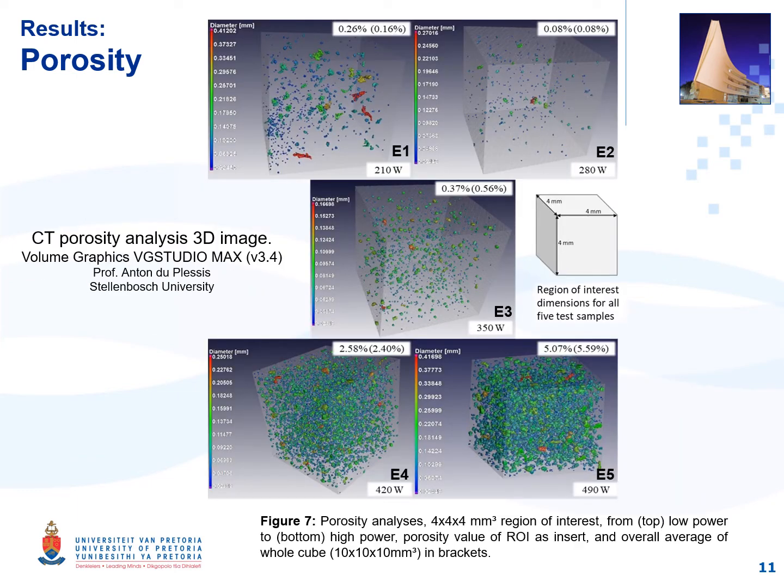Using Volume Graphics VG Studio Max, the porosity is identified and quantified, as shown here in a 3D image, where the higher laser power samples are seen to have much higher porosity and the pores are more spherical in shape, whereas the lower power samples have less porosity, which is less spherical and lack of fusion type pores. This was done for a region of interest of 4 by 4 by 4 millimeters cubed.